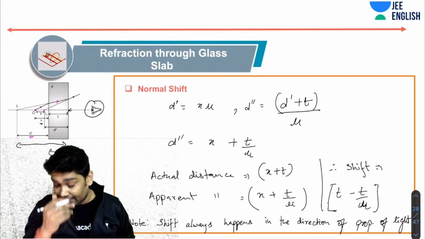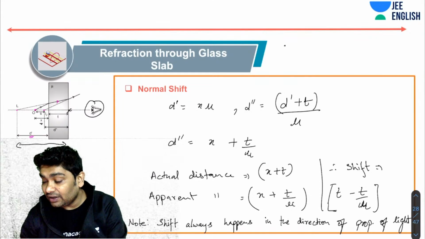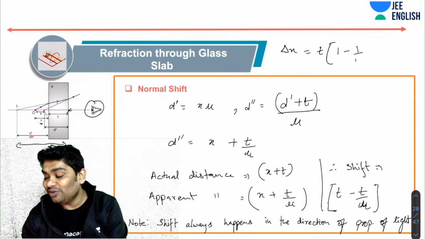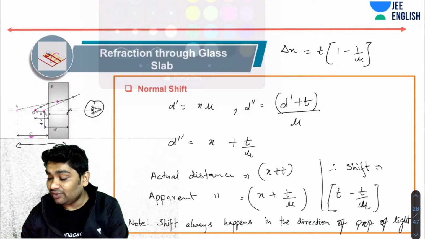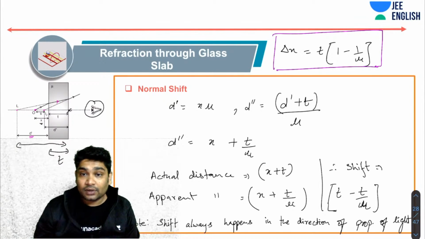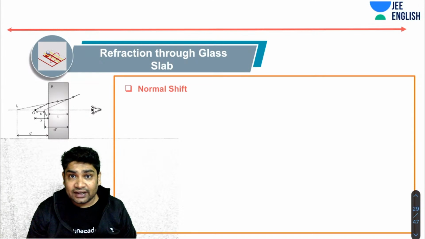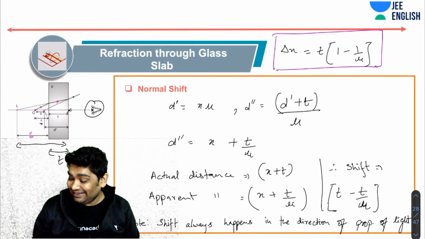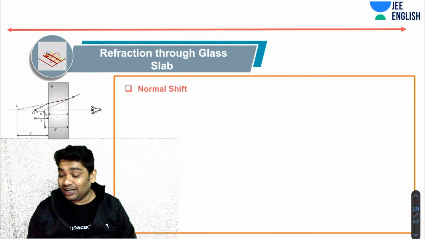So shift, I realize, please remember this. This is an important formula that we will be talking about a lot: t times (1 minus 1 over mu). So this is the shift for this formula. Important. We already talked about this normal shift. So we are done with this.